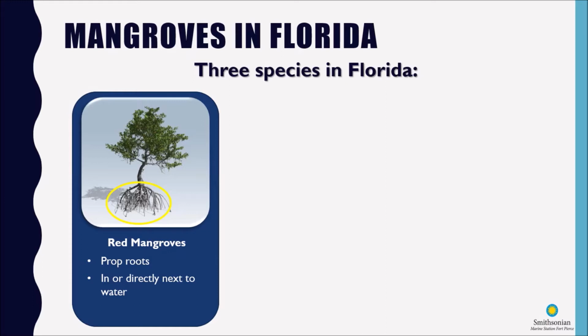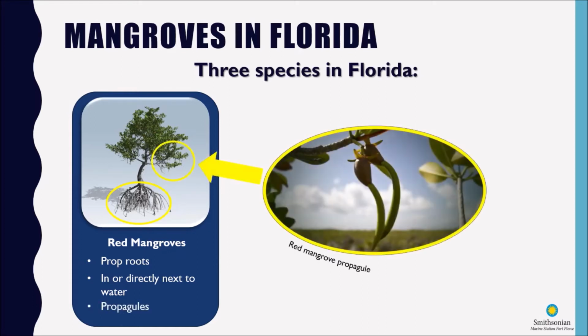And red mangroves produce something called a propagule. And here's a picture of them right there. Now, this looks like a seed pod. However, propagules are actually living trees. When the propagule falls off of the parent mangrove tree, it can float in the water for up to a year, maybe a little bit longer, before taking root.